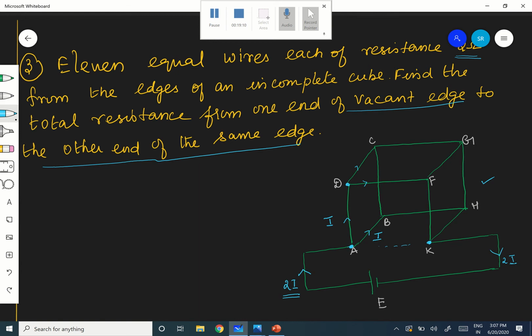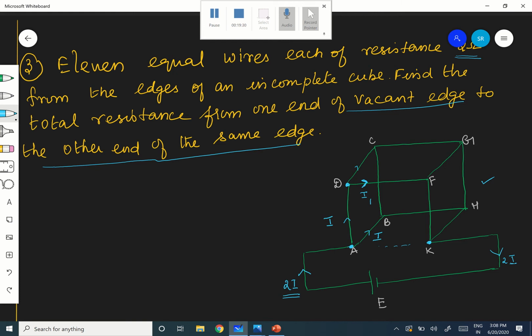Therefore, how to do that? See here, let me take these and all you have to take. Okay, DF. I am taking the current along DF, let it be I1. See, at D, current I is entering. So, the same I should leave.